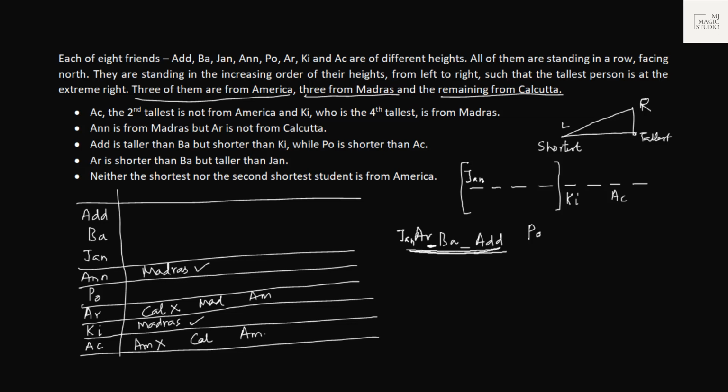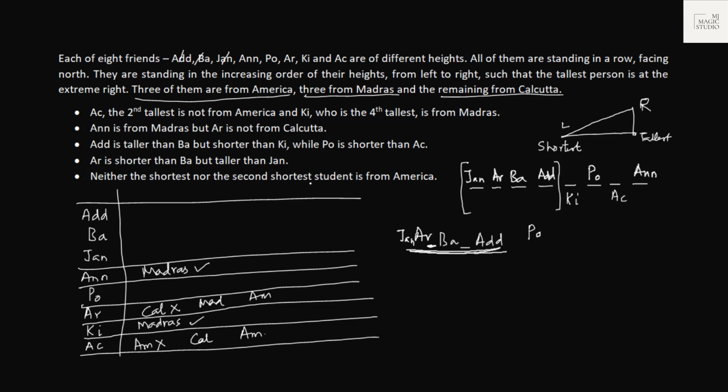So this should be Jain, AR, Ba, Ad. This should be Po because it is given that Po is shorter than AC and this is the only place left. So Ad, Ba, Jain, N. N is left. This is AR. N should be the tallest one.